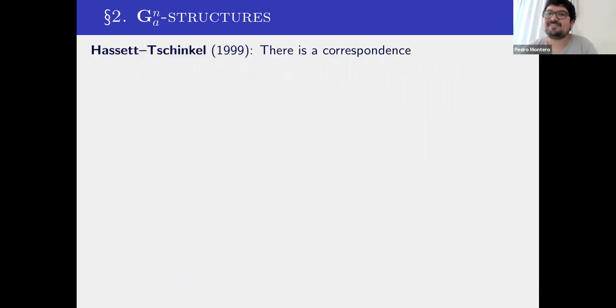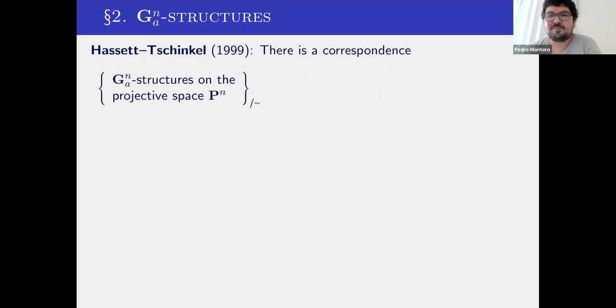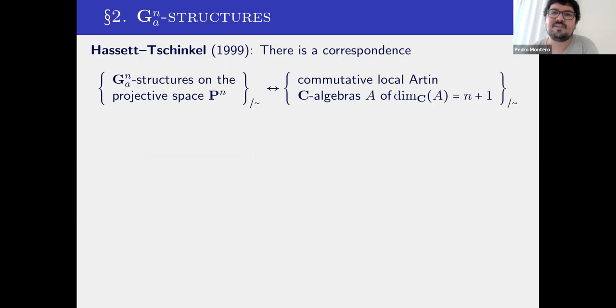As you may know, otherwise I can refer you to the nice survey by Julia and Ivan. This is a very long story. It started with Hassett and Tschinkel, essentially. And for the projective space already, it's very interesting because they proved that there is an equivalence between additive structures on the projective space, up to isomorphism, up to change of coordinates if you want, and isomorphism classes of commutative local Artinian algebras of dimension n plus 1.